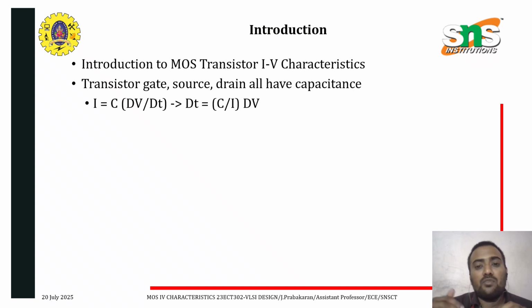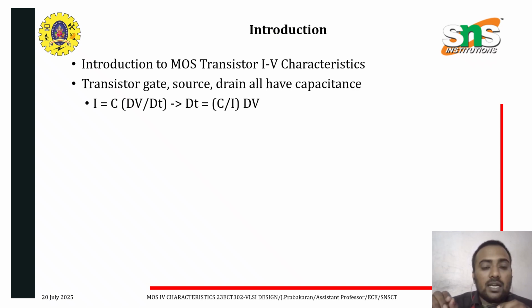The behavior of MOSFET depends on the voltage applied to its terminal. The two key voltages are VGS, which means gate to source voltage, and VDS, which means drain to source voltage.